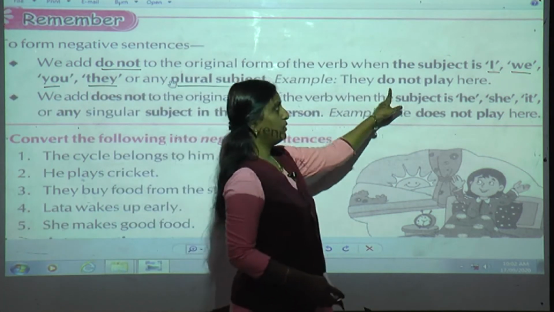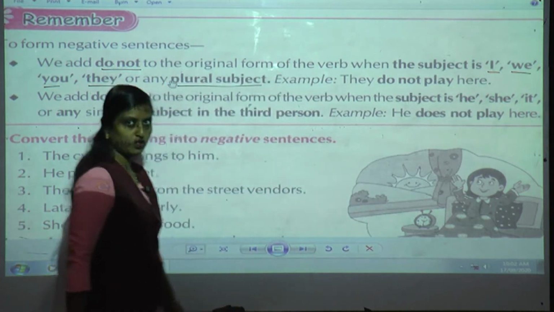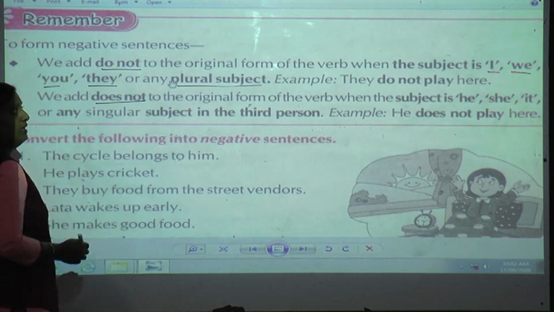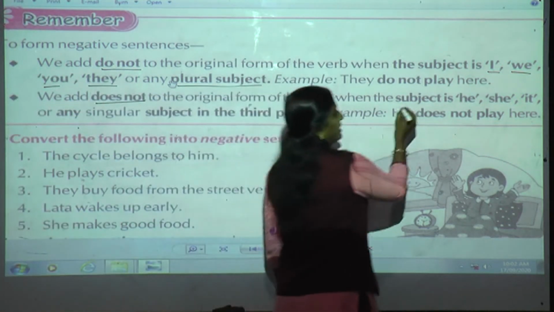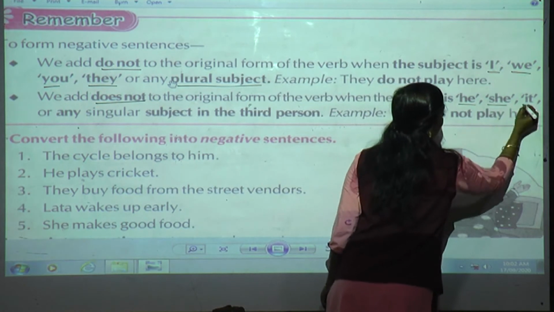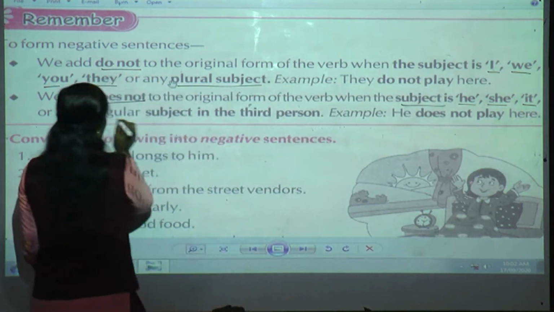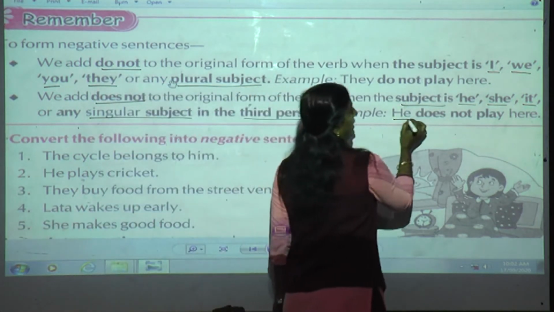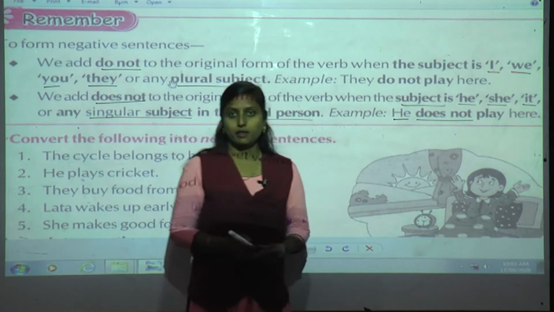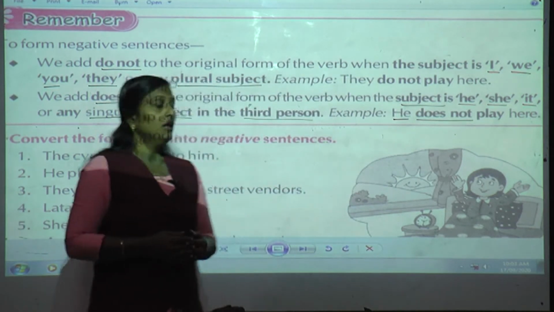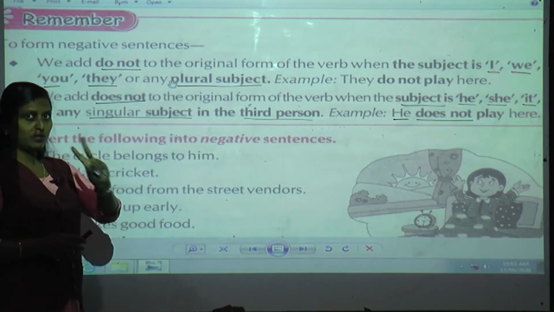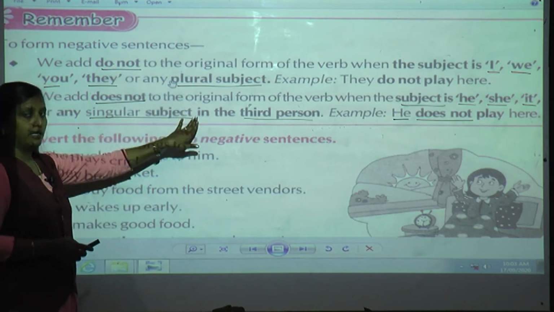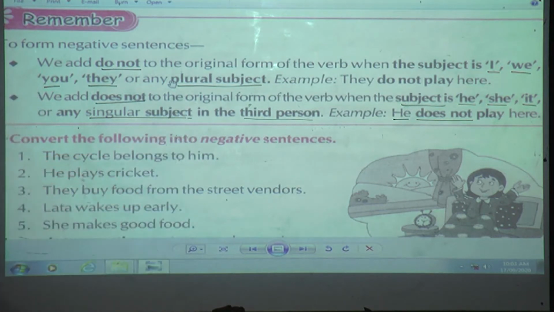Example, they do not play here. Understood, students? Now we add does not to the original form of the verb when the subject is he, she, it, or any singular subject in the third person. Example, he does not play here. So in negative statements in simple present tense, only two things you have to keep in your mind: when you are going to use do not and when you are going to use does not. I hope that you have understood till here.